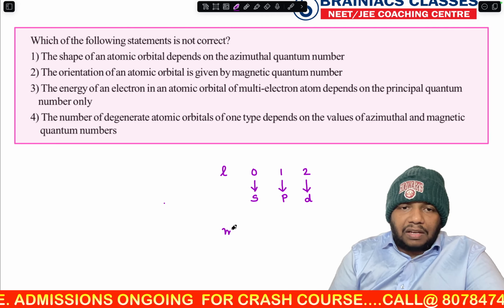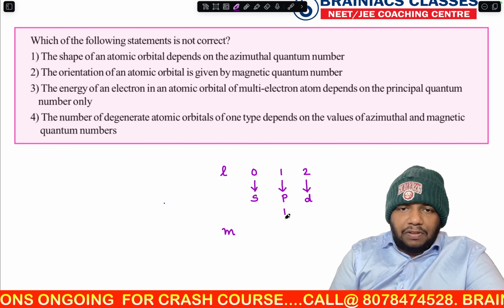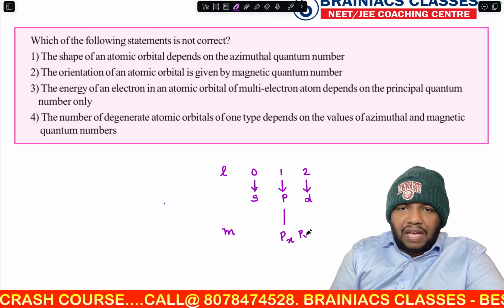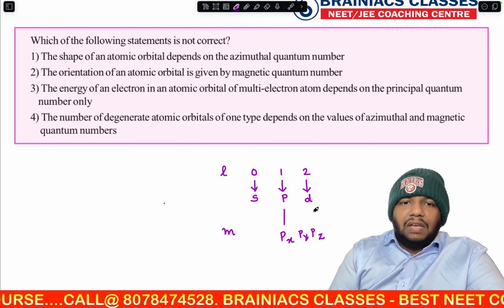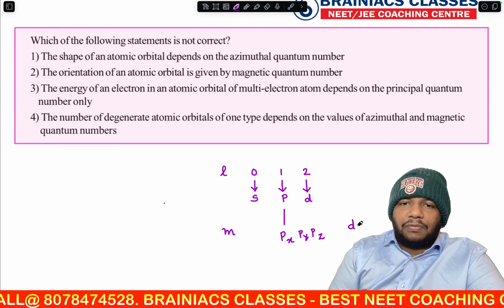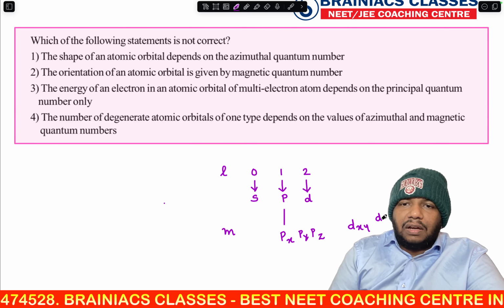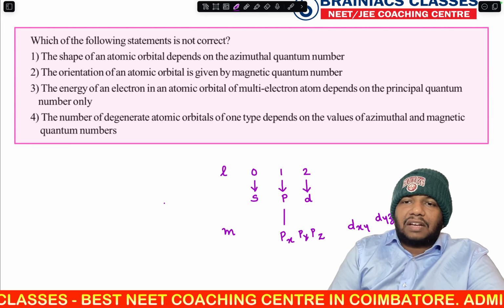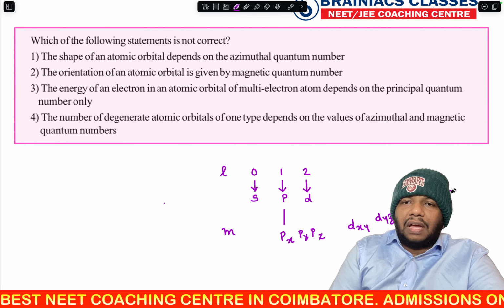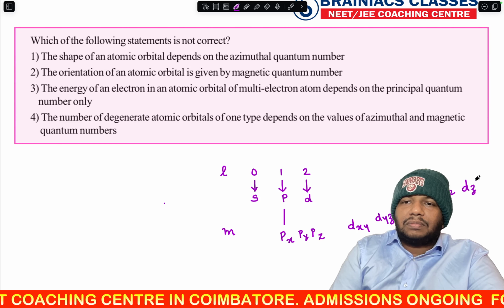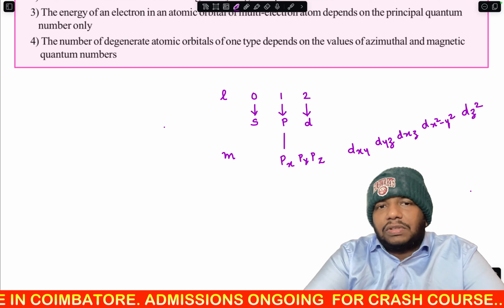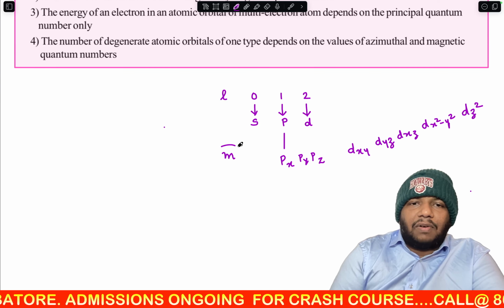Because when it comes to magnetic quantum number, we know that if it is a p orbital, it can orient in 3 ways, that is px, py and pz. If it is a d orbital, it can orient in 5 ways: dxy, dyz, dxz, dx square minus y square and dz square. Correct.